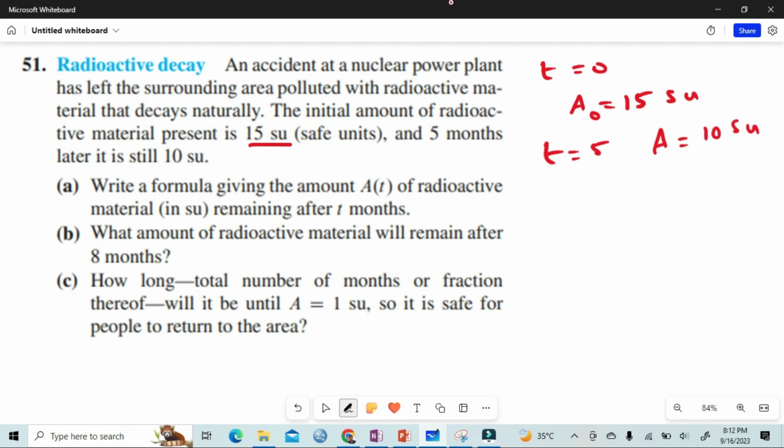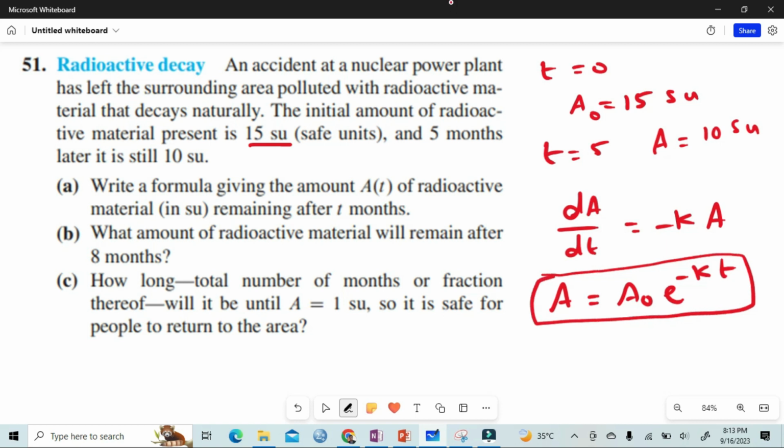It is decreasing. So we will write the formula as rate of change of the radioactive material with respect to T is negative K times A. It's decreasing. So its solution A must be A0 times e raised to minus K times T. This is our equation number 1, which is going to be used to solve this problem. Okay. And initial condition, these two pieces of information can be used to find the K value, and then use the K value to find out other problems. Question number 1 is write the formula. Write the formula for A of T, which is here. This is the answer for A.